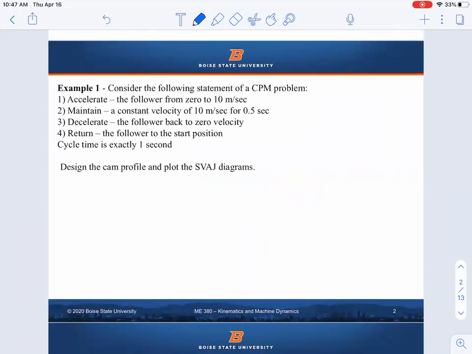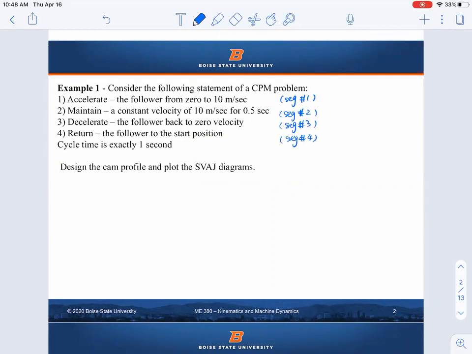So here we have a CPM problem. It has 4 different steps: first acceleration, then maintain the speed, then decelerate, and then return to the original position. So naturally, this gives us 4 segments, right? That's your segment 1, that's your segment 2, and then your segment 3 and segment 4.